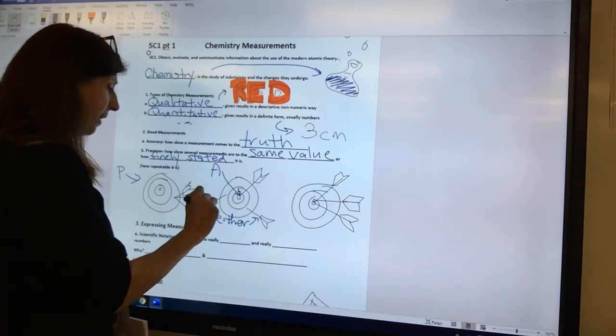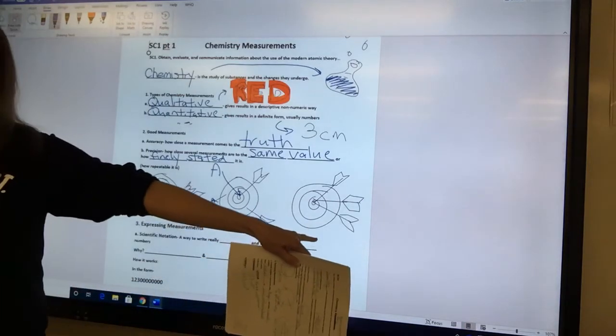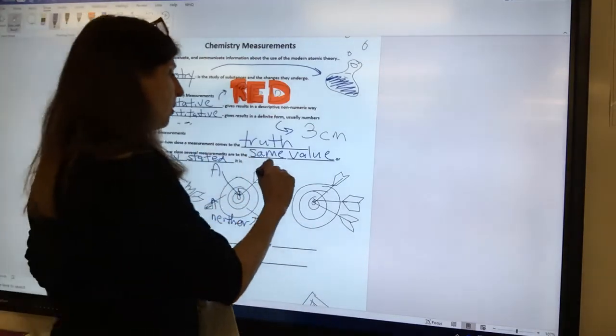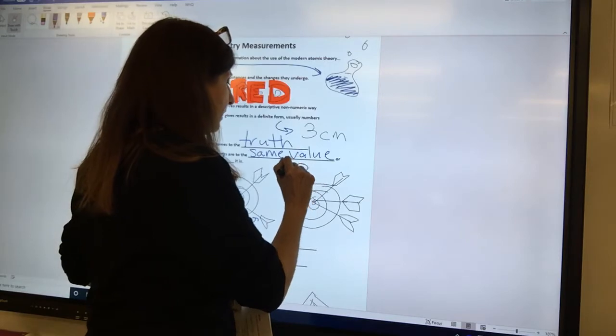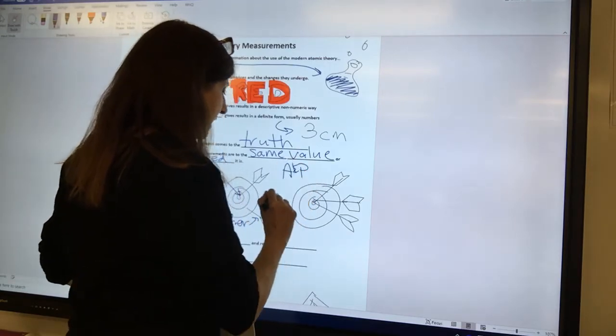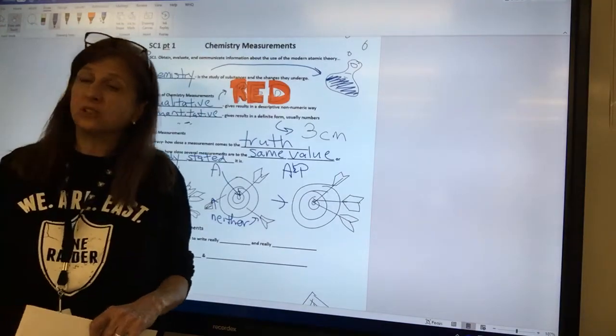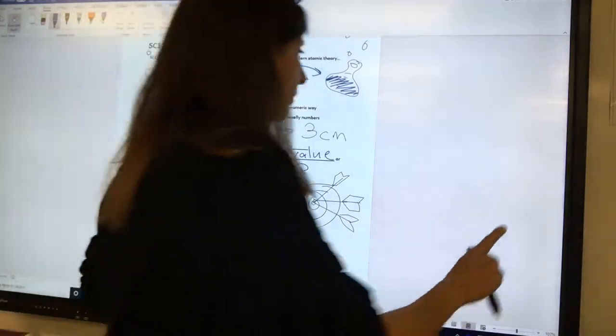That's neither, and that one's neither. How about that one? The last one. It's accurate and precise, and this is what we want. We want it to be accurate and precise. That's what we're striving for, is accurate and precise. As precise as we can be with the equipment we can afford.